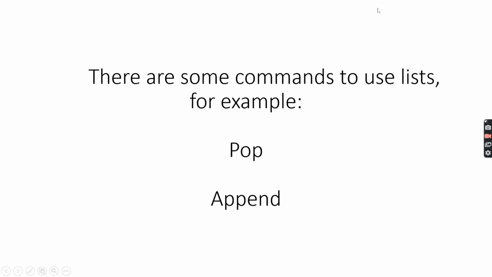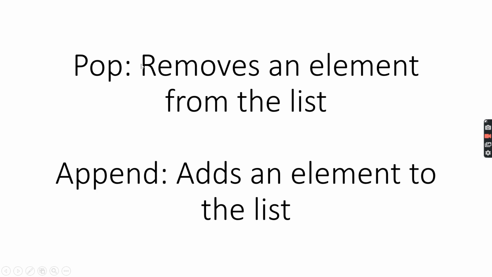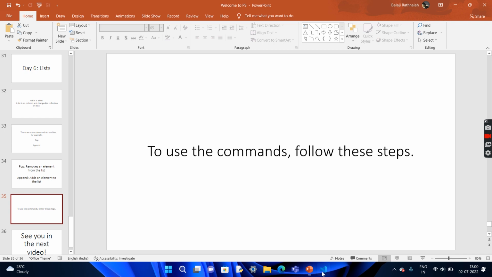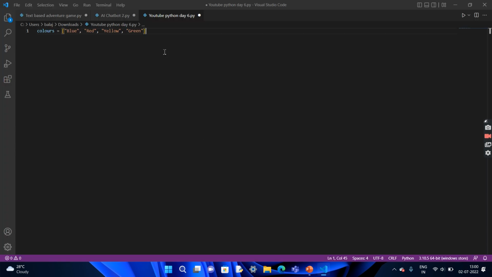Then there are some commands to use with lists, for example pop and append. There are even more commands, but for now I'm only showing you these two. So what does the pop command do? It removes an element from the list, and the append command adds an element to the list. So pop removes the element and append adds an element. To use the commands, follow these steps. I'll show you how.